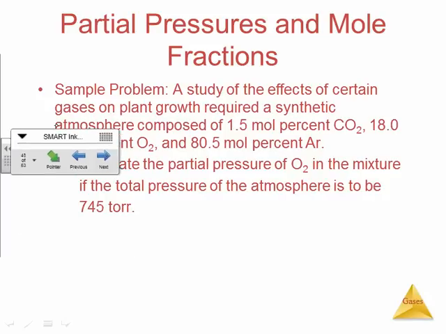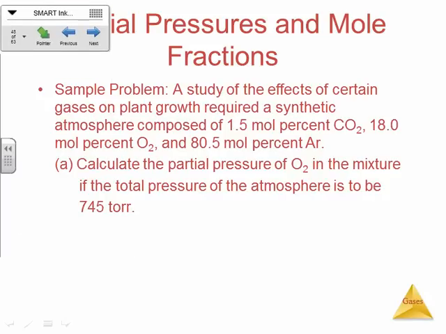So an example of something like this: study the effects of certain gases on plant growth, required a synthetic atmosphere, and they're giving you mole percentages here of 3 different gases, and they want to know the partial pressure of the O2 in the mixture if the total pressure is 745 torr.